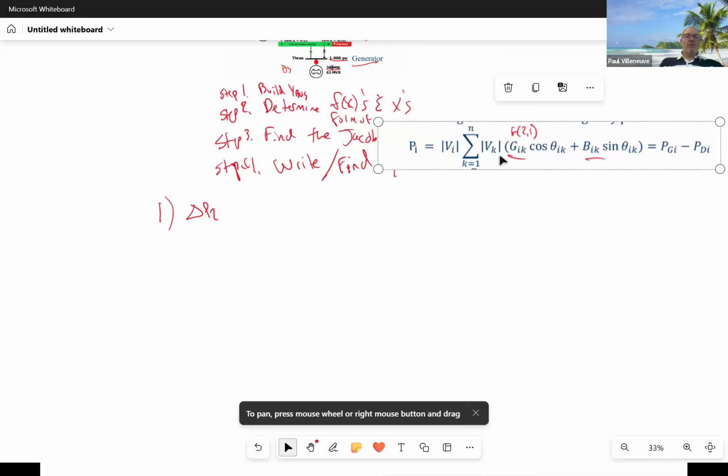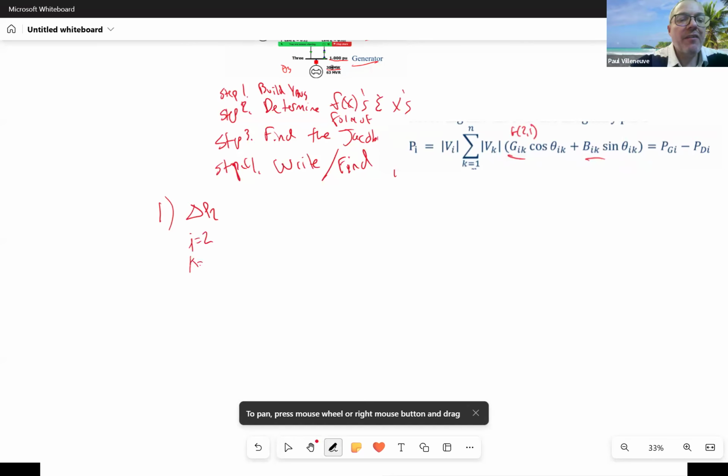Okay, so remember, I is equal to 2, and K is going to vary from 1 to 3 in this case, right? Because we have a 3-bus system. So delta P2 is equal to V2, because I is equal to 2. Now I'm in my summing junction, so this is V1, and I'm just going to drop the absolute value symbol. Just know if I have V, it's an absolute value. All the GIKs are 0, so I'm not even going to bother putting those in there. This is B21 sine theta 21. And that's it, right? For the summing junction for K equal to 1.